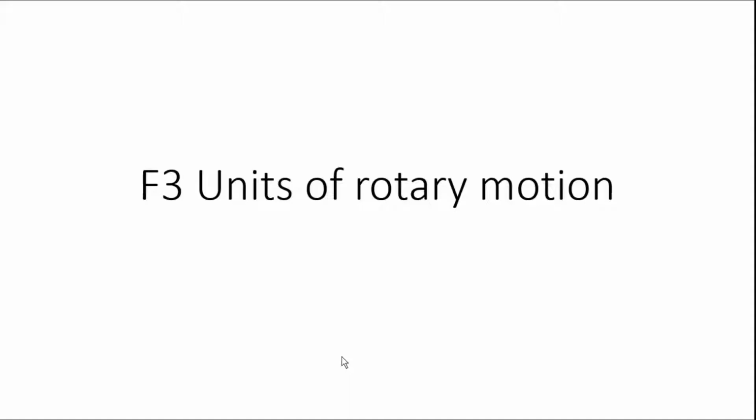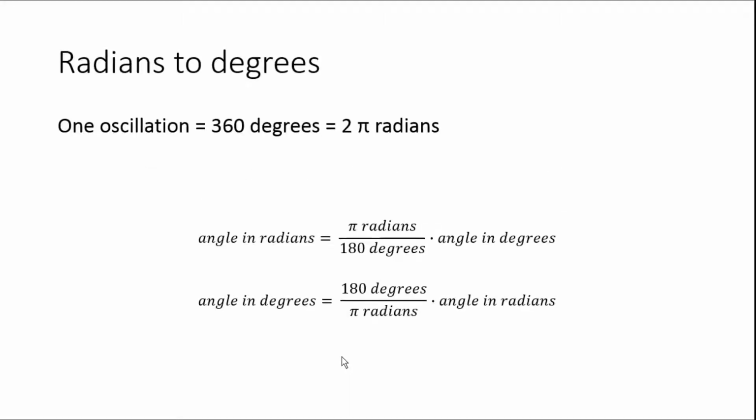Units of rotary motion. So here we have two different units for angles. We can either present an angle in degrees or we can present an angle in radians. Important to remember that one oscillation is equal to 360 degrees, which is equal to 2 pi radians. You convert between these two different units of angles by using the two formulas you see on your screen.